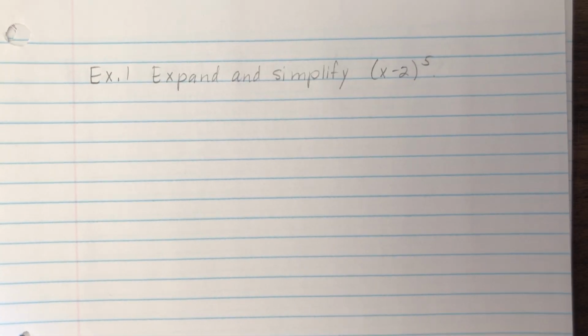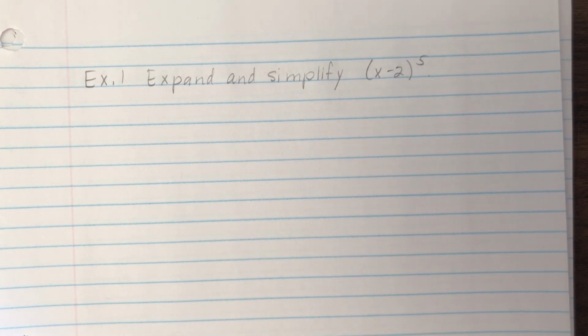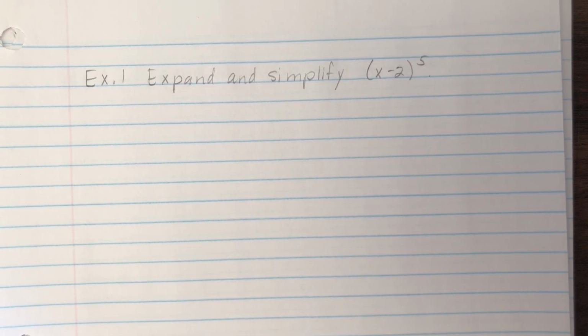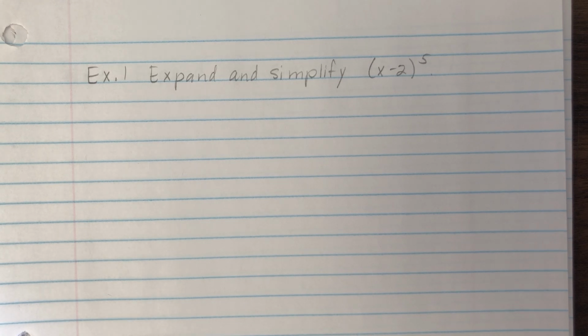Example 1, expand and simplify (x - 2) to the exponent 5. Using the distributive property is not the most efficient way, so we're going to rely on Pascal's triangle to expand this instead.